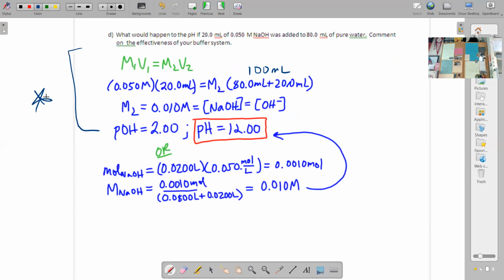All right, did you guys get 12? M1 times V1, what's the new molarity when it's diluted to 100 mL? It comes out to 0.01 molar, which is 10 to the negative 2, right? So pH 12. So, do buffers work? Without a buffer, the pH went from neutral all the way up to 12. With a buffer, the pH went from 9.18 to 9.2. That's buffering.